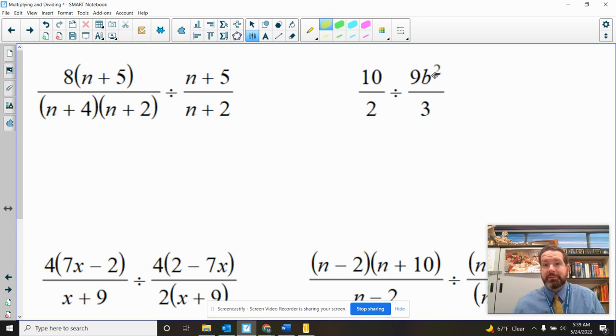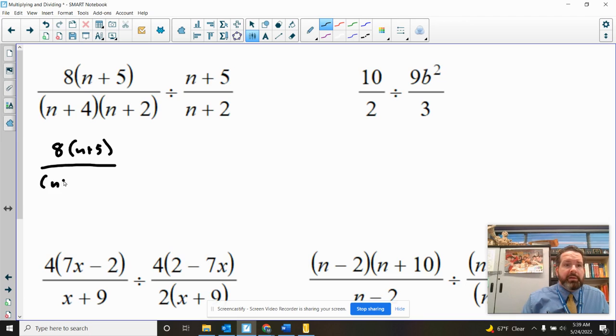Okay, just some examples. I would like you to do a quick pause. Unpause when you're ready to check them. So I'm going to leave the first one alone. Change to multiply, and flip the second one upside down.